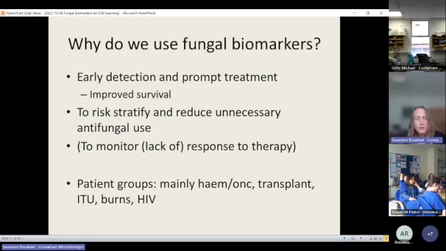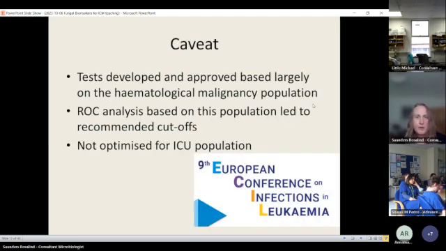So the patient groups that we use these tests for are carefully selected. And the reason they're carefully selected is because if you go fishing with your biomarkers in a population where the prevalence is low, you are going to get more false positives and a lower positive predictive value. If you pre-select your patient groups that you're going to use it for people who are at high risk of invasive fungal infection, then your population prevalence is higher and your positive predictive value is therefore higher.